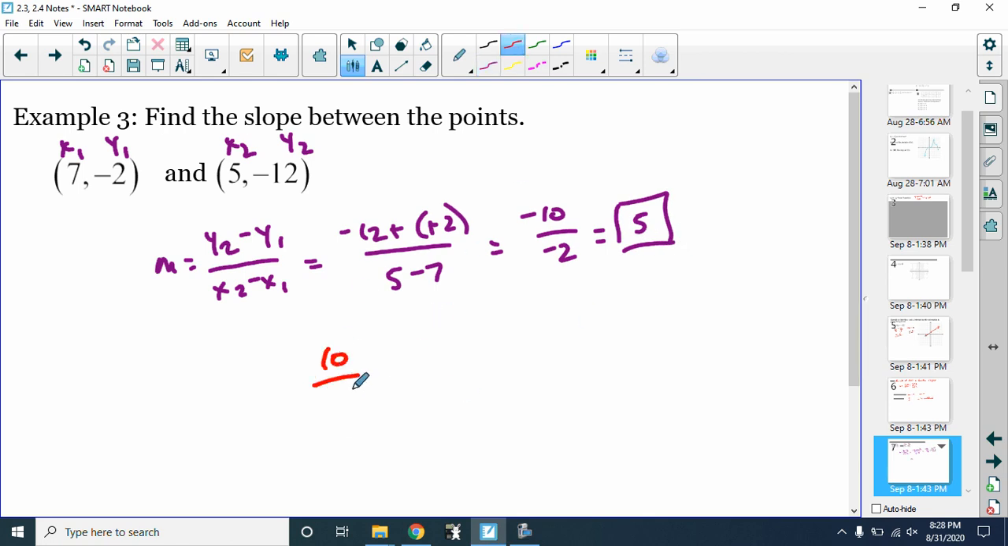If you get something like 10 over 8, make sure you reduce your fractions. Or if it's negative 10 over negative 8, negative divided by negative is positive, and then 10 over 8 reduces to 5 over 4, reported as a positive number. If you get 0 divided by a number, that is 0, whereas a number divided by 0 is undefined.